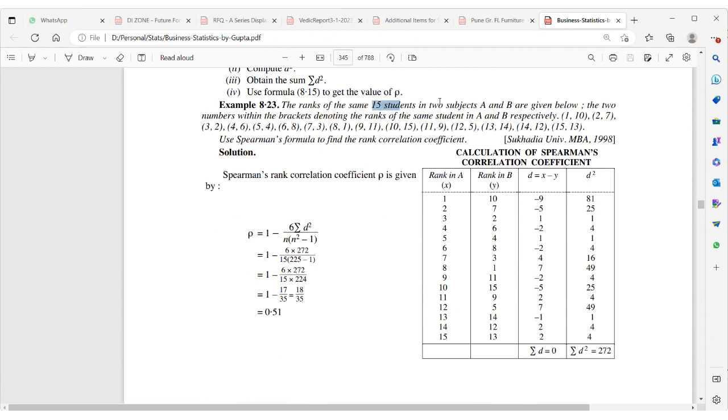The ranks of 15 students in two subjects are given below. Rank in subject A and in subject B, right? This we call R1, this we call R2. R1 is the rank of the first series, R2 is the rank of the second series. D is the difference between the ranks. That is 1 minus 10, that is minus 9, 2 minus 7, minus 5, 3 minus 2, 1, and so on like this. Next, d square, the square of this, right?